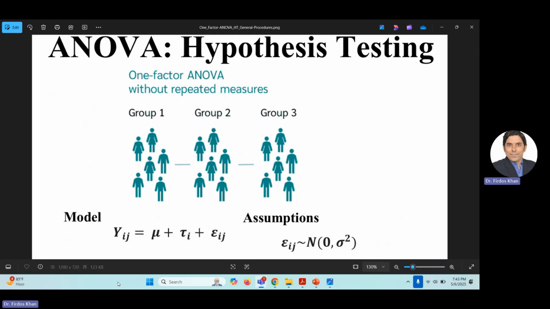Hello guys, in this video I would like to explain the general hypothesis testing procedure in the case of one factor analysis of variance, which we call one factor ANOVA. I have done 2-3 videos about the general concept of analysis of variance as compared to the t-test, and then two further videos about the models and assumptions of analysis of variance, which assumptions we require for hypothesis testing.